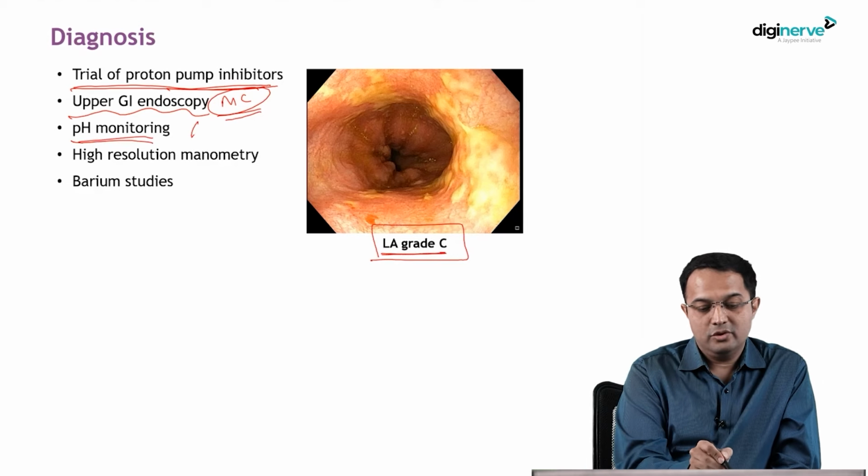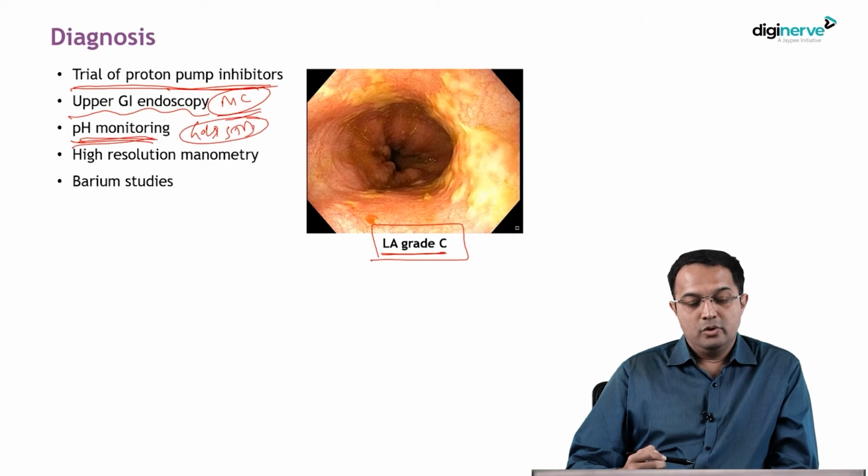pH monitoring, this is the gold standard. The gold standard investigation for GERD is pH monitoring. I just told you about that.